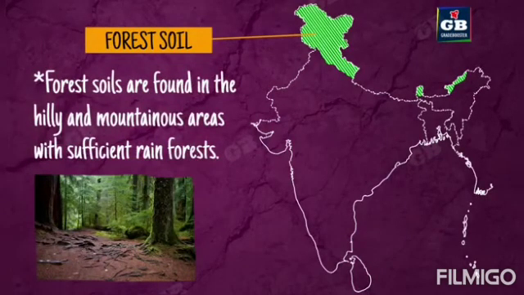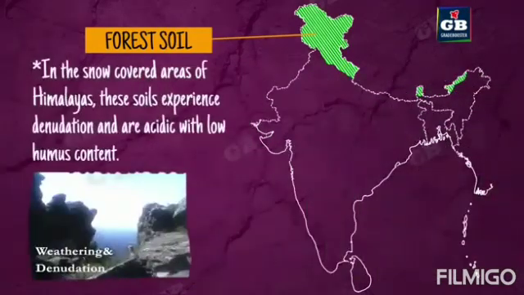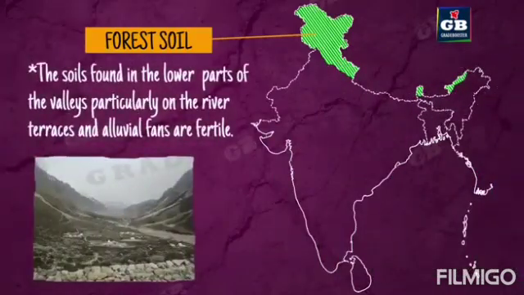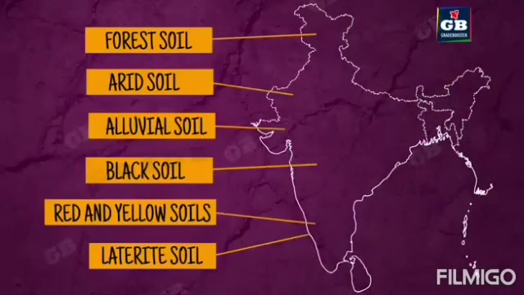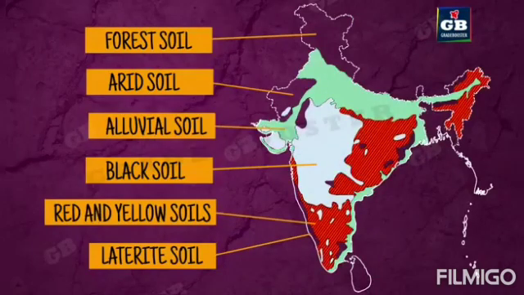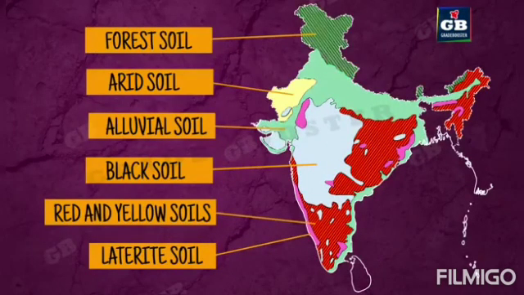Forest soils are found in the hilly and mountainous areas with sufficient rain forests. In the snow-covered areas of the Himalayas, these soils experience denudation and are acidic with low humus content. The soils found in the lower parts of the valleys, particularly on the river terraces and alluvial fans, are fertile. This is all about the identification of major types of soils in India.